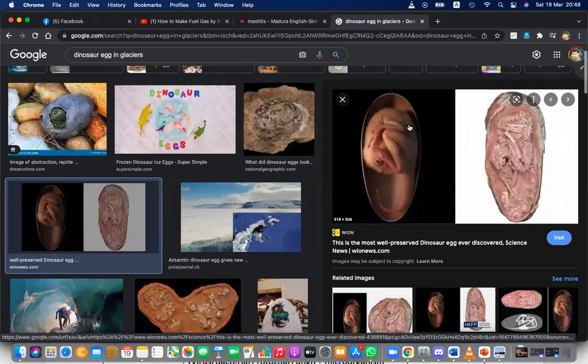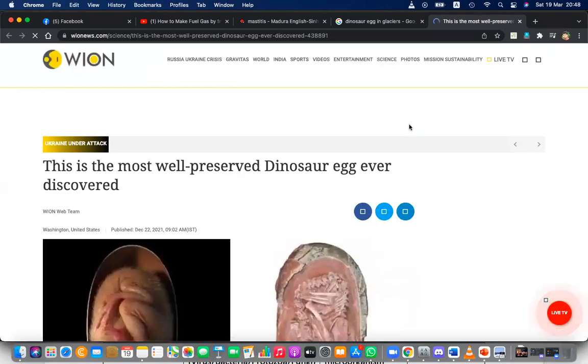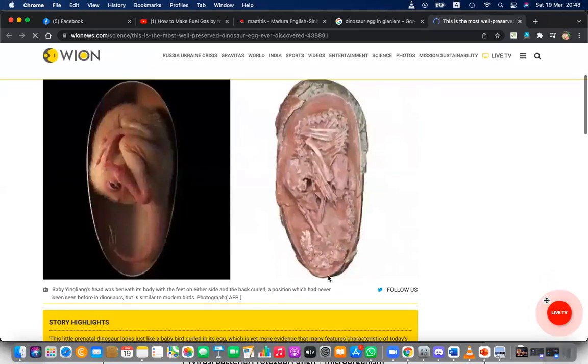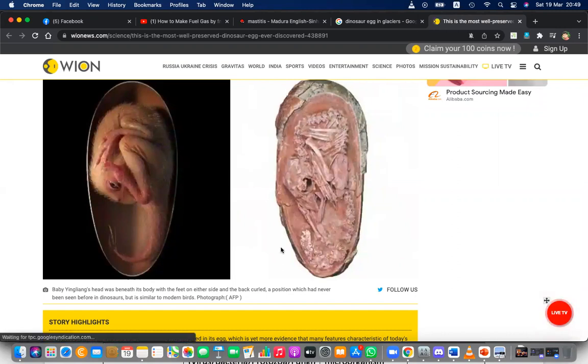So you can just go and read the article. This is actual real news. It's a dinosaur egg which was sealed and protected inside a glacier. In the glacier here, this is not the actual thing, right? This is a 3D generated image, just an assumption, but this is the body. You see, it is protected inside this dinosaur eggshell and also inside a glacier.